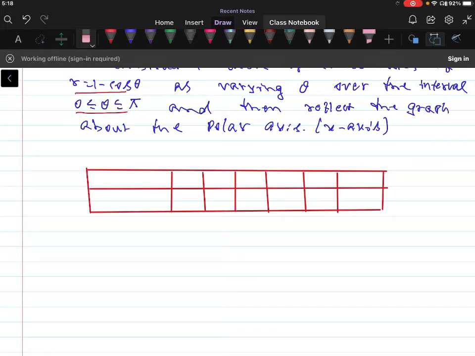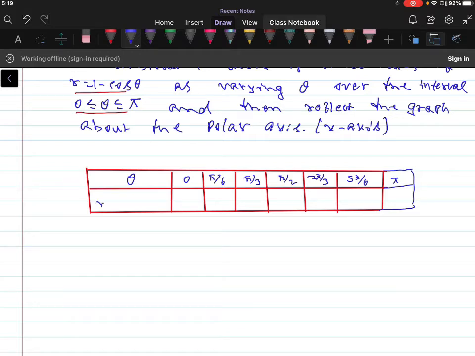In the first row of the table, let us take the theta values. So theta is equal to 0, pi by 6, pi by 3, pi by 2, 2 pi by 3, 5 pi by 6, and then the value pi.